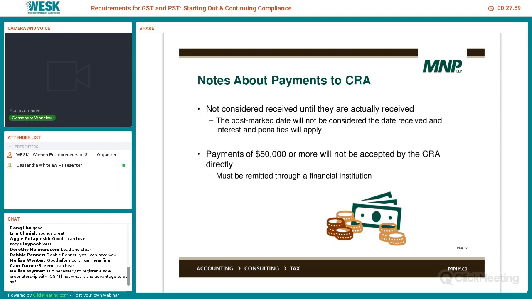Something to note is that payments to the CRA are not considered received until they're actually physically received. And so this means that the postmark date is not considered the date that the payment was made. It'll be the date that the payment actually makes its way into the CRA's hands. Also, if you need to make a payment to the CRA in excess of $50,000, you must remit that through a financial institution.